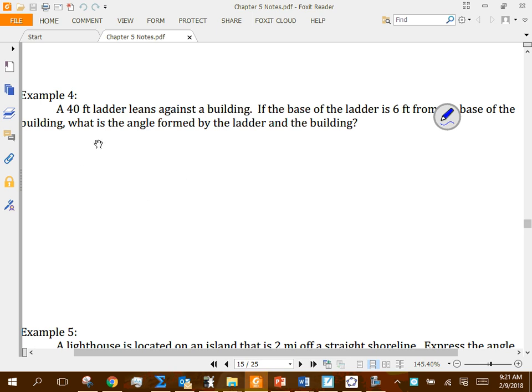Just reading this through, it says a 40-foot ladder leans against a building, so that's a terrible building. So there's our building. We've got a 40-foot ladder. The base of the ladder is 6 feet from the base of the building. So they're saying this is the ground. Obviously, there's the base of my ladder. There's the base of my building. That's 6 feet. Is everybody okay with that? Okay. Here's my right angle. We had to make that assumption that the building is 90 degrees to the ground.